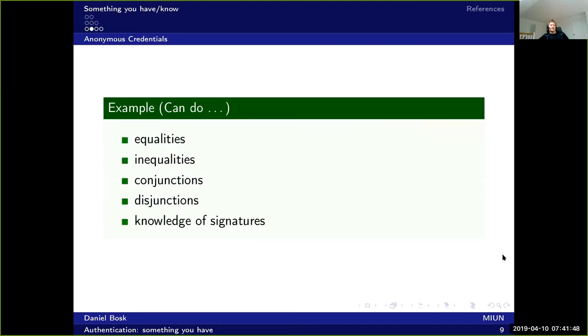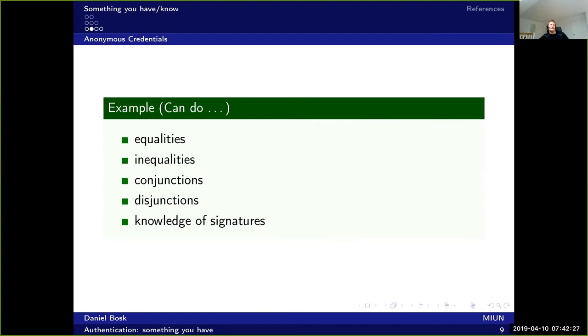So the anonymous credentials can do equalities and inequalities. So inequalities are useful for showing that your birth date is before a certain date, to show that you are older than a certain age limit. You can do conjunctions so that you can show that you are older than this age limit, but less than another age limit. And you can do disjunctions, that you should be either younger than this or older than this.